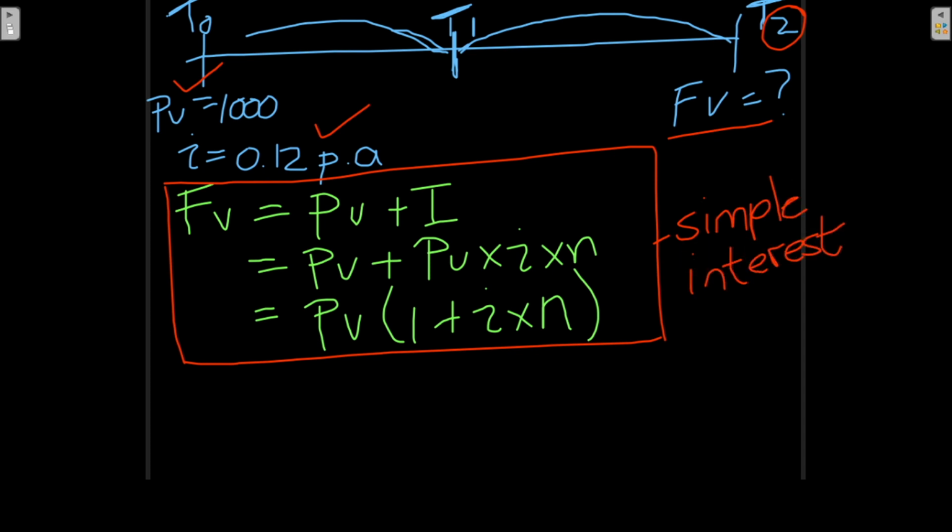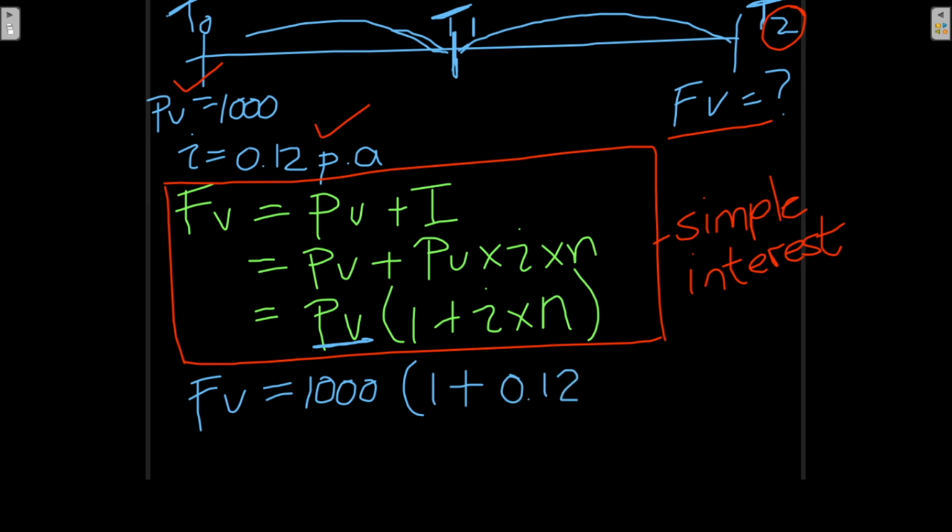And we're going to make use of this formula, or we're going to start with this formula every time that we do an example for simple interest. So this is an important formula. So to get back to our example, we would like to get the future value. We know that the present value is equal to 1,000 rands. We know that the interest rate is 12% per annum, 0.12.